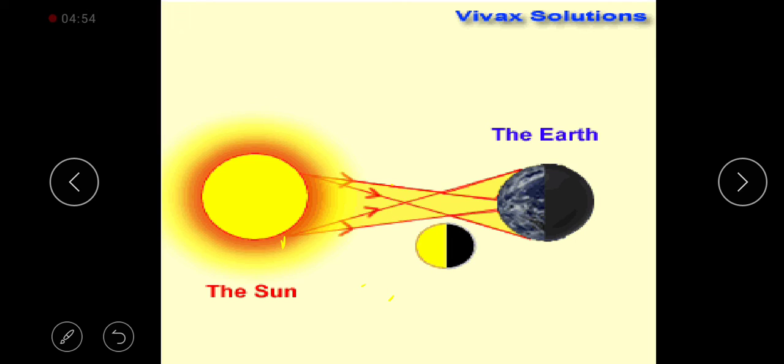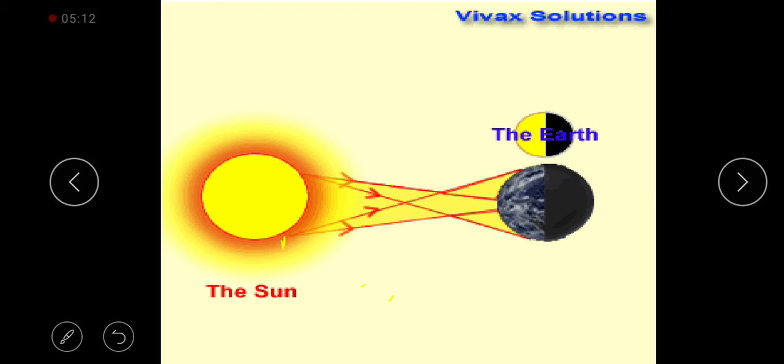And whenever it goes round and round, and whenever earth comes in between, in the exact opposite direction, when the moon comes here, then you will see here, that is the lunar eclipse. Okay, this becomes a lunar eclipse. So there are two kinds of eclipses, solar and lunar.